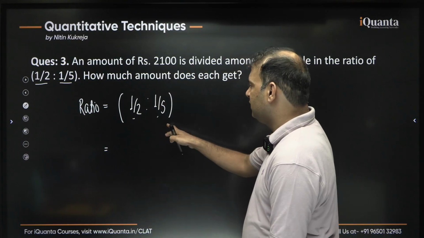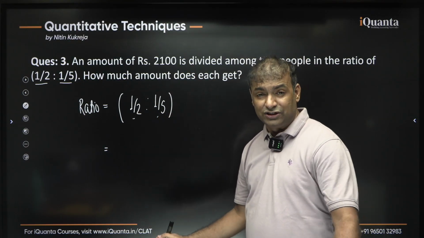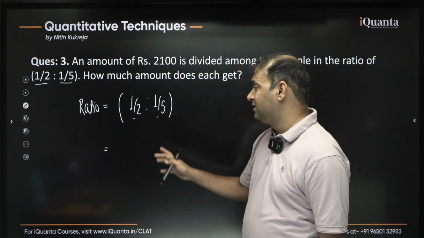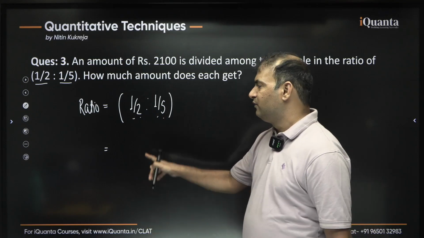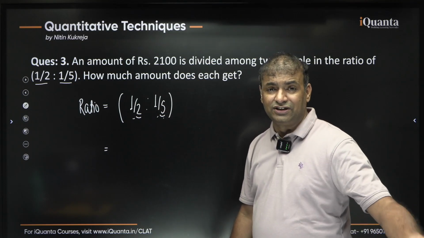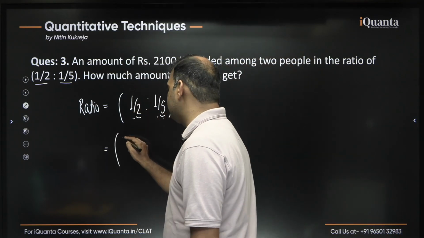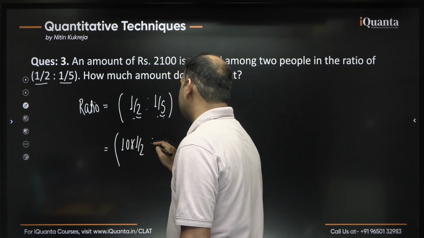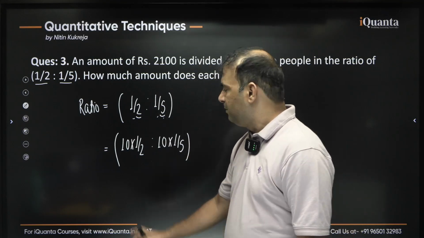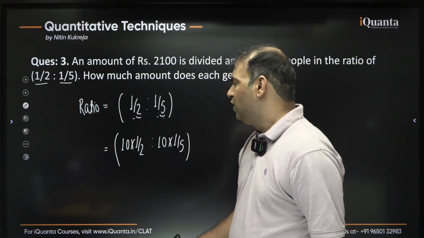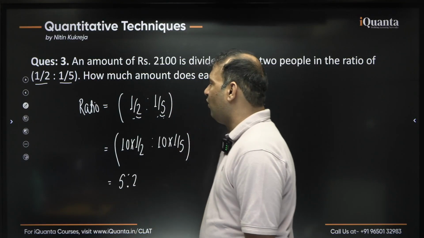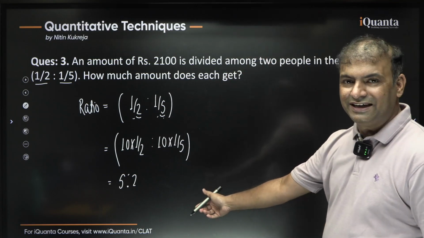So what we can do here is multiply these two terms by a number by which we get natural numbers in both places, and the best such number is the LCM of the denominators of these fractions. For example, here the denominators are 2 and 5. The LCM of 2 and 5 is 10. So I'm going to multiply both of these terms by 10. What would happen with this? First, these two terms will become natural numbers, and the ratio will obviously not change because we are multiplying by the same number, as I said. So 10 by 2 is 5, and 10 by 5 is 2. So now the ratio of the amounts these two people are going to get should be 5:2.